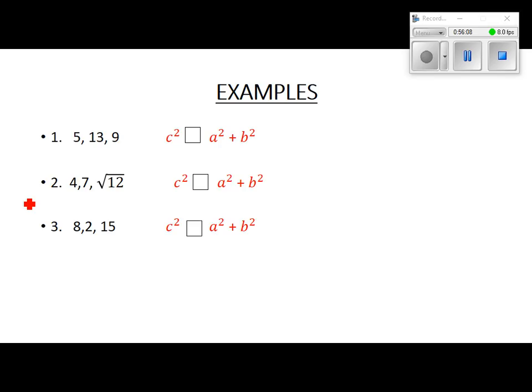Let's try these real quick. The first one, 5, 13, and 9. Which one goes in place of the C? 13. Now I wrote these backwards. I should have just turned them around.